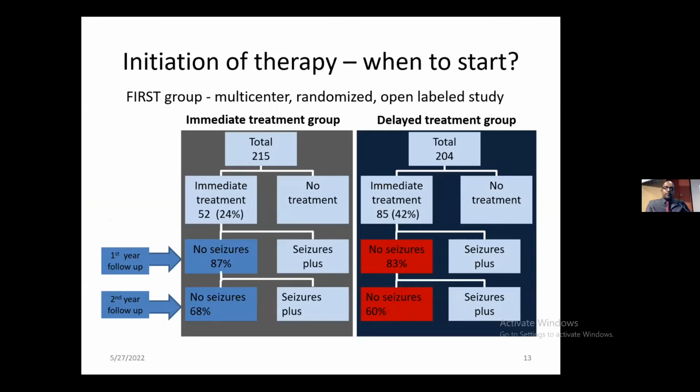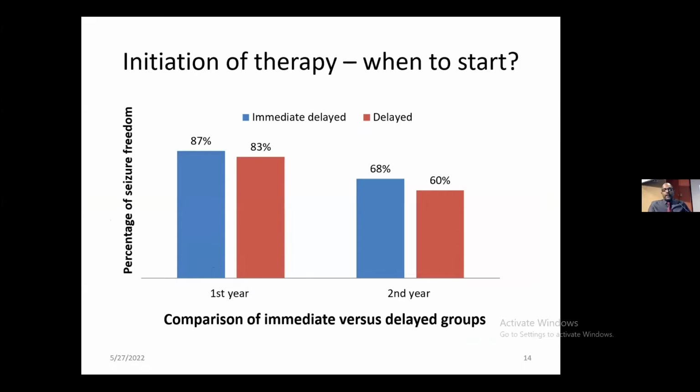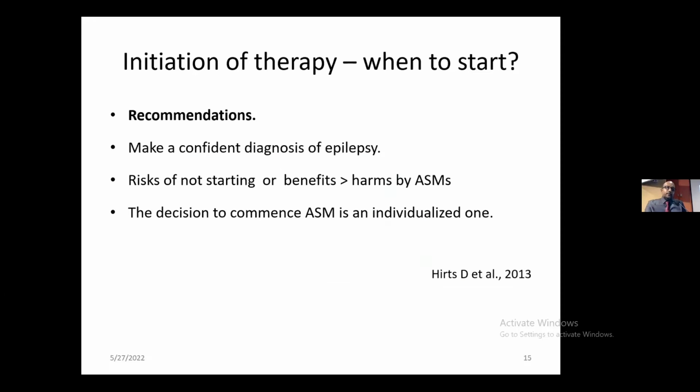And they have followed up the kids, it's a mixed group, for a period of 2 years. By the end of 1 year and by the end of 2 years, the percentage of seizure freedom, there's no significant difference between the immediate treatment group and the delayed treatment group. Saying that the rule of thumb would be to make a confident diagnosis of epilepsy before starting on treatment, and the benefits should outweigh the harms caused by the anti-seizure medication.